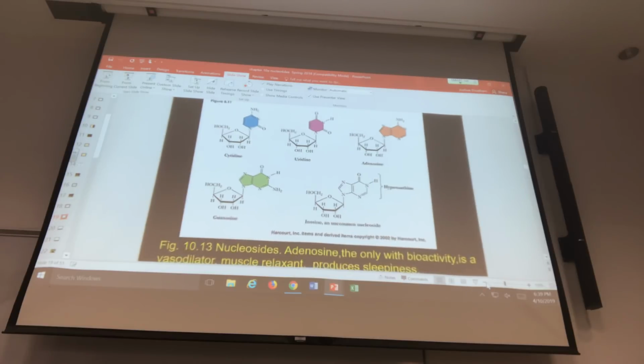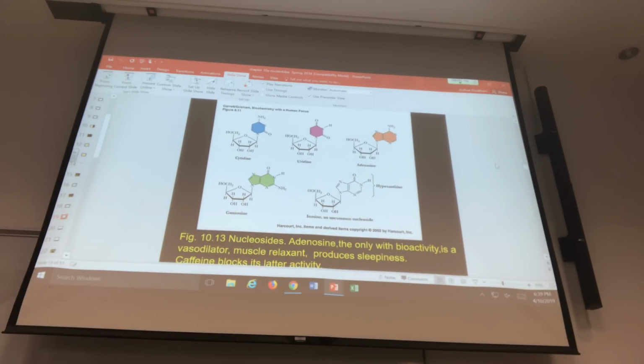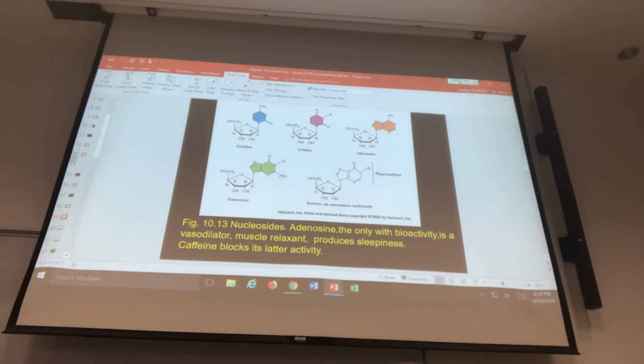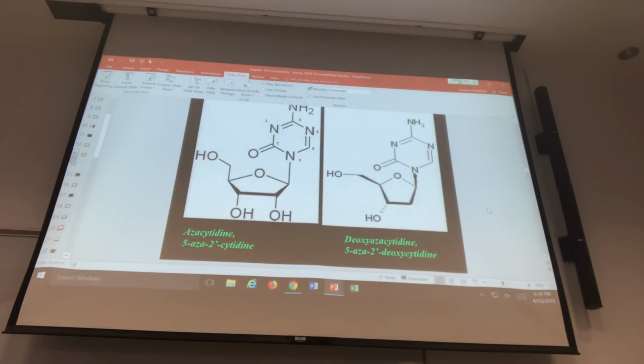You do need to know the one that has bioactivity, which is listed on here as well, which is adenosine. Adenosine is the only nucleoside that has bioactivity. Remember, the other ones need to have phosphates or stuff attached to them in order to have bioactivity, but adenosine is the only one at the nucleoside level that has bioactivity.